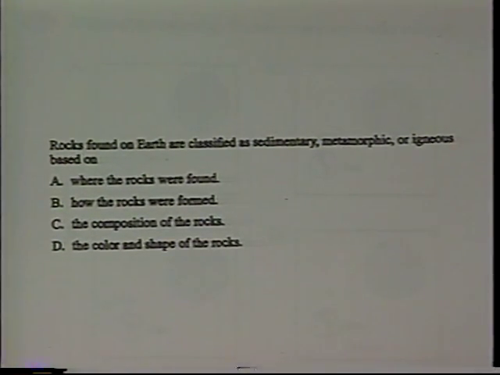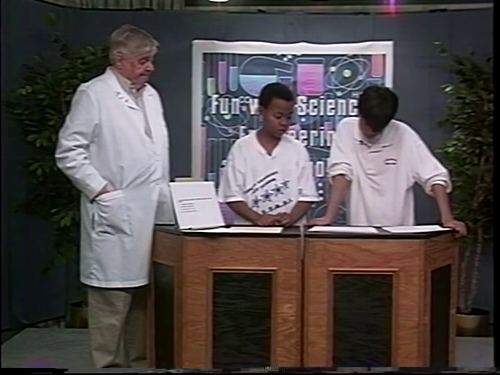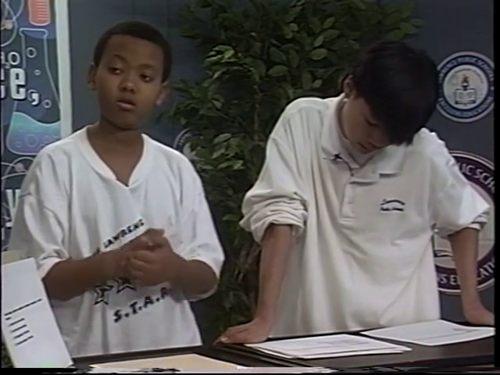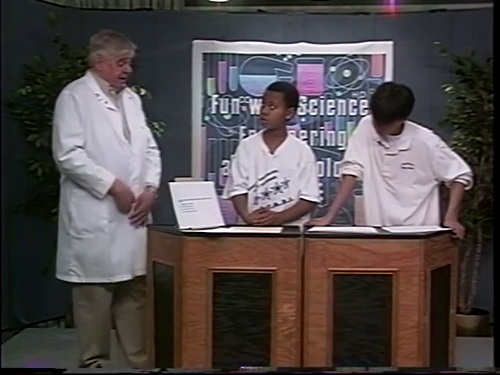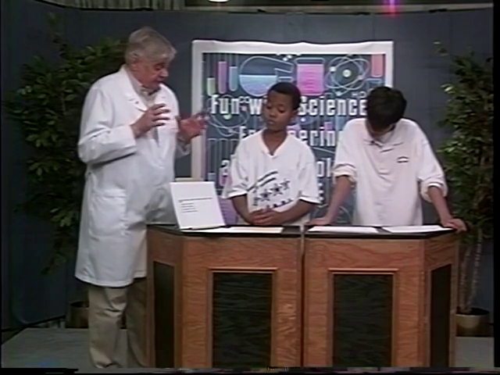Rocks found on Earth are classified as sedimentary, metamorphic, or igneous based on A, where the rocks were found, B, how the rocks were formed, C, the composition of the rocks, D, the color and shape of the rocks. I think it's C. B? You think it's B? Yeah. All right, B's right, right? And it's based on how the rocks are formed.